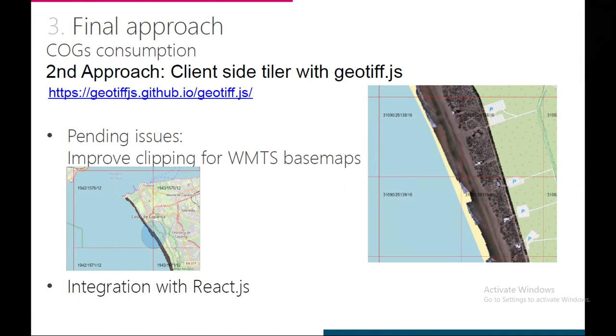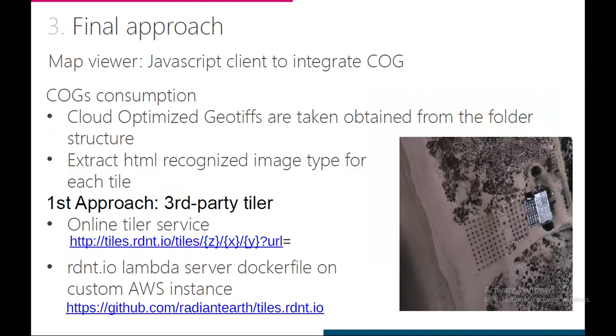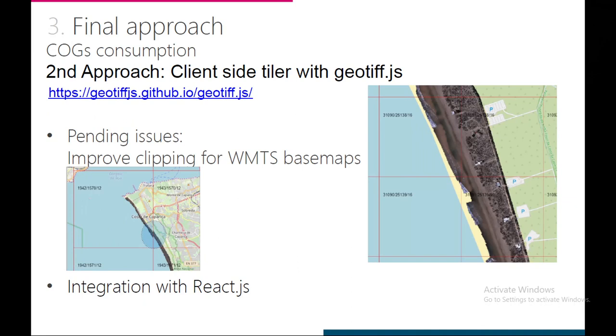And the second part here is how to integrate this in the viewer without using this proxy that allows us to display the COGs as an image. Okay, in this second approach, we are trying to make this tiling request of the geotiffs using the geotiff.js library. But we are here having some issues with regard to the clipping of the tilings and also the integration in the client. For the client, we have not talked because we have another session this afternoon.